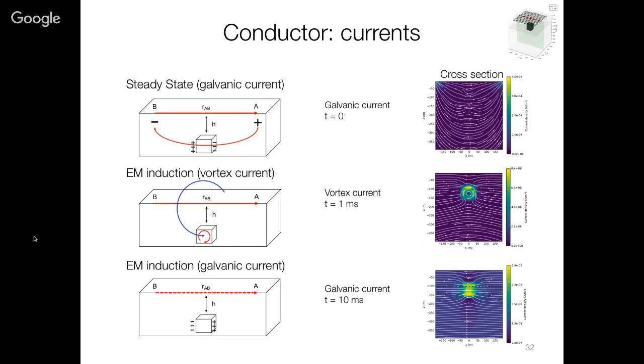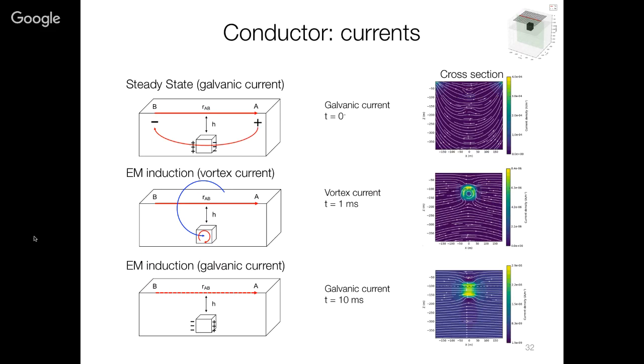So this is kind of what we see if we have the system with a conductor. Initially, we have just galvanic currents. At early times, we'll get vortex currents, and at late times, we'll get both vortex and some portion of galvanic currents that are coming in. So that's the mechanism whereby we could illuminate a buried conductor in a background.